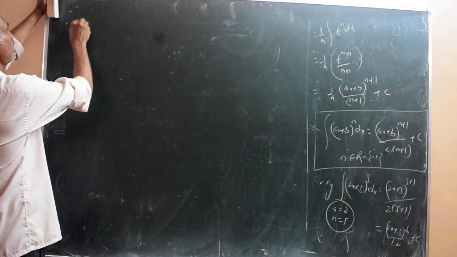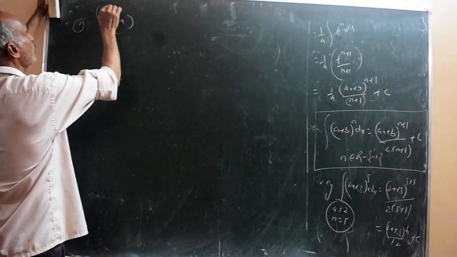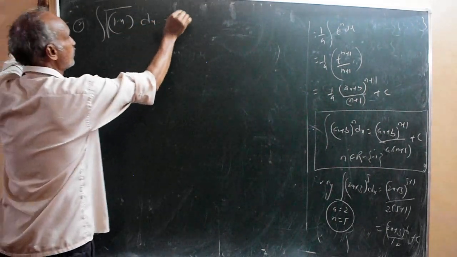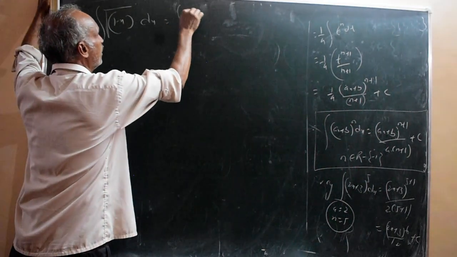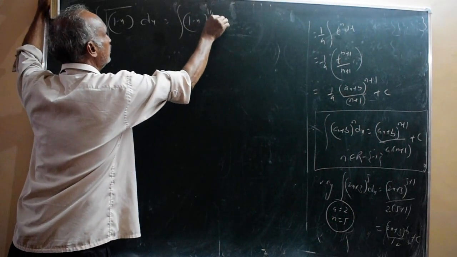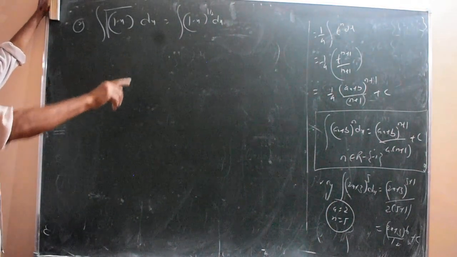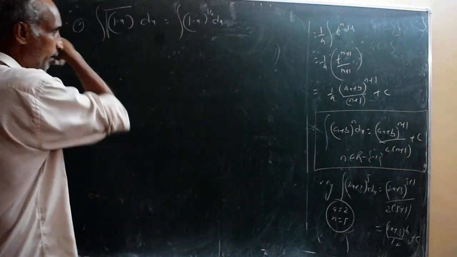Okay. For example, second one, integration of square root of 1 minus x dx. That's the first one. Square root means it is (1 minus x) raised to 1 by 2 dx. Square root means raised to half. n is any real number except minus 1. n is any real number, fractional value, integer, irrational number, anything.